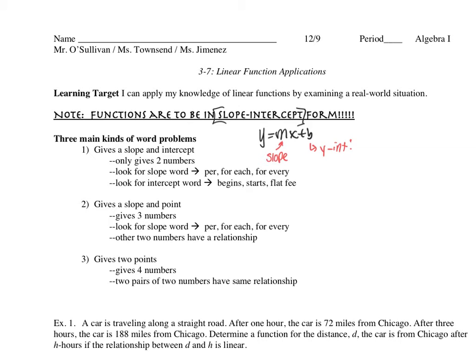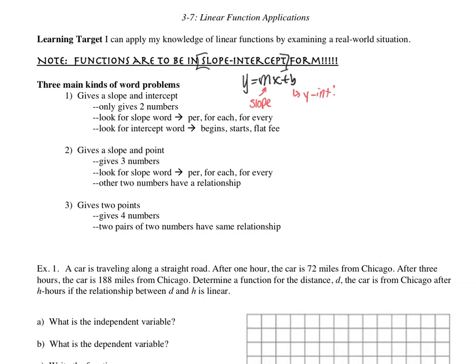Sometimes you'll just be given a slope and a point. In that case, you're going to be given three numbers. Look for the slope words again: per, for, each, for every. And then the other two numbers have a relationship that you're going to have to figure out. And then last but not least, occasionally you'll be given two points, which in this case, you're going to have four numbers. And two pairs of two numbers have the exact same relationship.